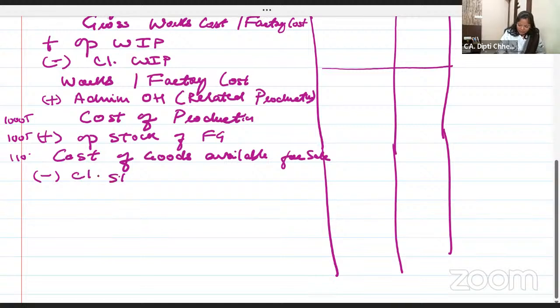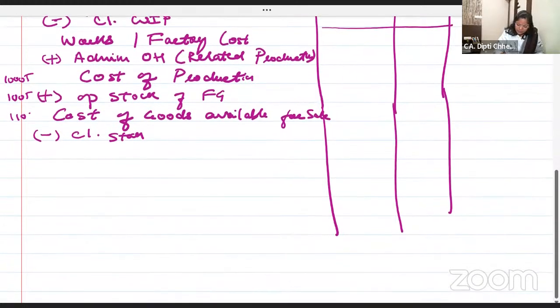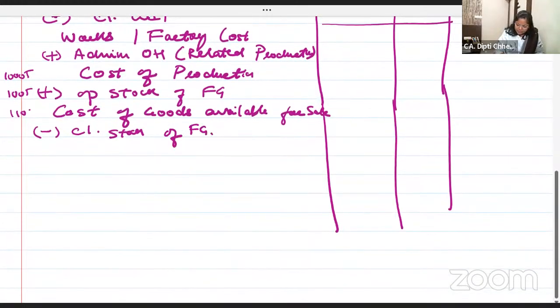Minus closing stock of finished goods. Ma'am, in the exam, opening stock quantity was given, but rate was not given. You can take the rate per unit of whatever you have produced. Clear to all of you? Right. And if they give, fine. If nothing is given, first in, first out. Closing stock will always be at the current cost.